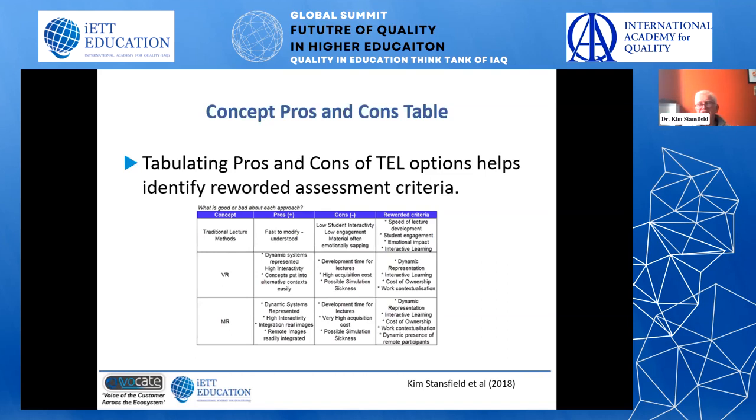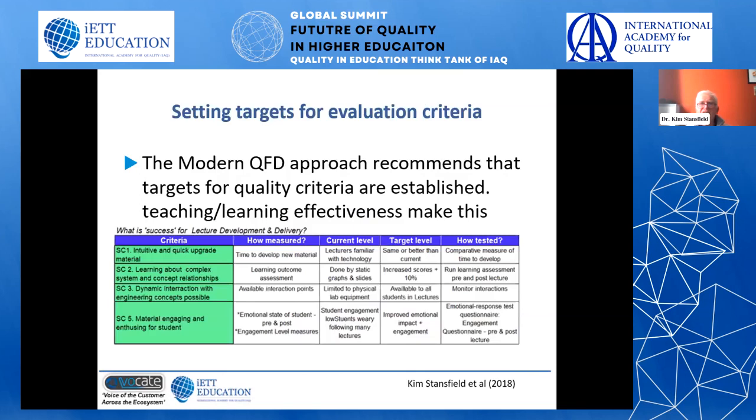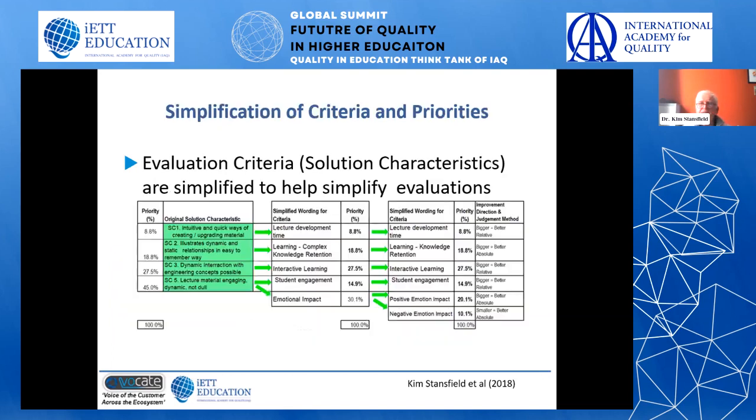This is the initial step, but then starting to build a better picture for what are the criteria we would use in an evaluation. At this point, we've come to a point where we're thinking actually the technology might be appropriate. These are the criteria we're going to use. So the criteria listed at the left, how they're measured, what's the current level, what's the target level, how are we going to test it?